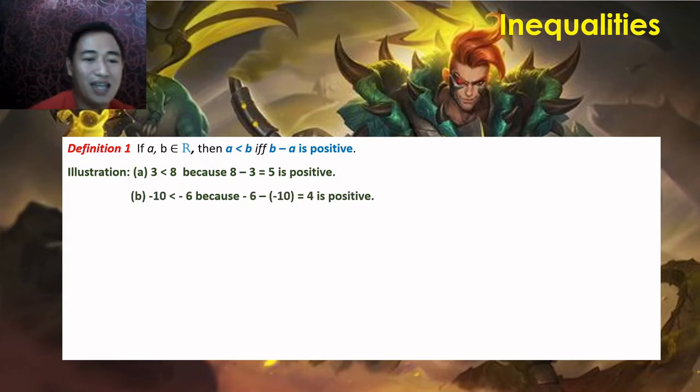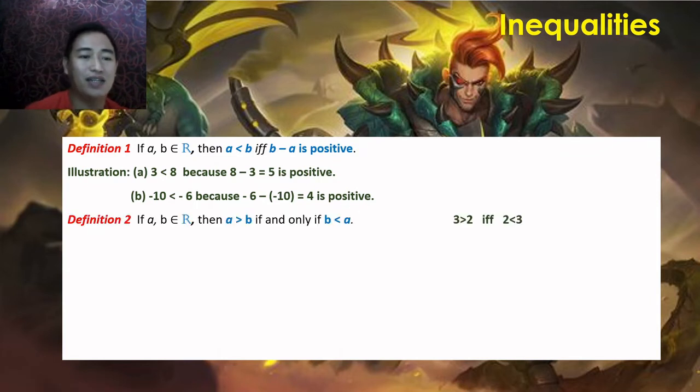Next, negative 10 is less than negative 6, because negative 6 minus negative 10 becomes negative 6 plus 10, which is 4, and that is positive again. So it satisfies Definition 1.